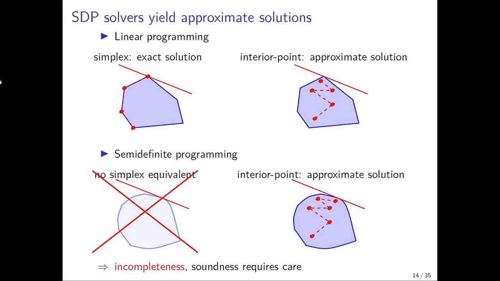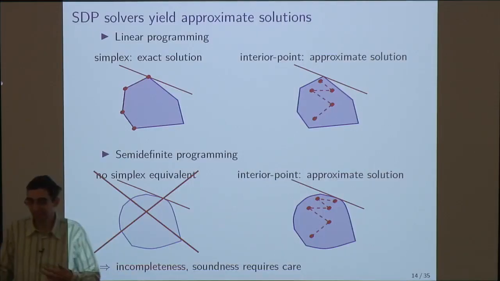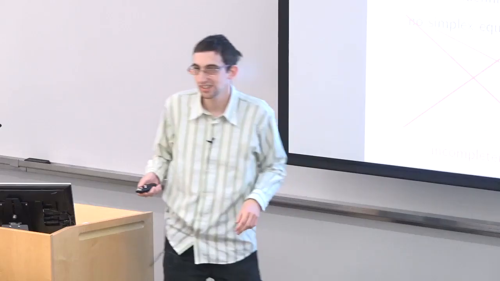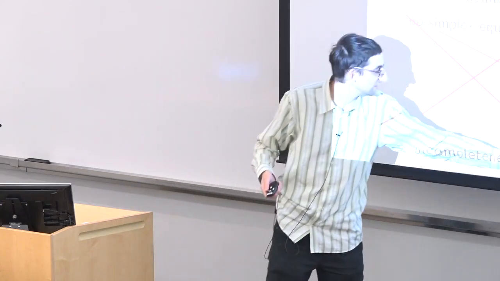So yeah, in terms of verification, we have to forget about completeness, which we had with the simplex. And about soundness, yeah, we'll see it's feasible, but we have to be careful. So that's the remainder of the talk. How do we ensure soundness?